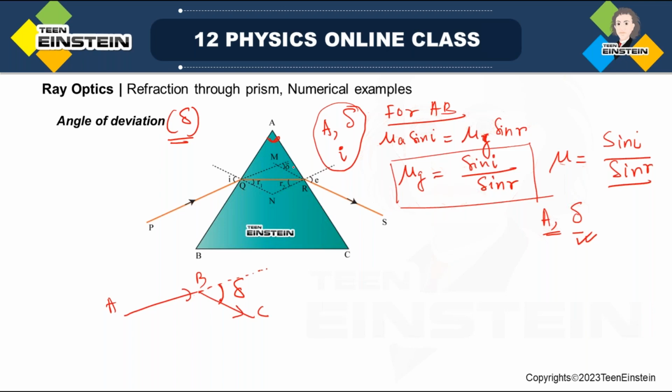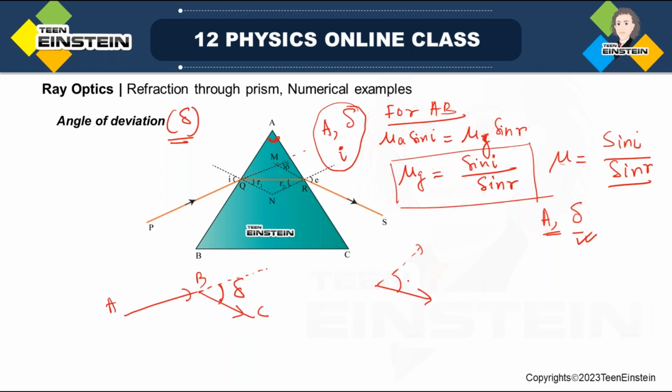So what will be the angle here? The direction of incidence is this one, and the ray has deviated. As I said, light will enter the prism and then it will emerge. So for this emergent ray, the angle of deviation is the angle between the direction of incidence and the emergent ray.